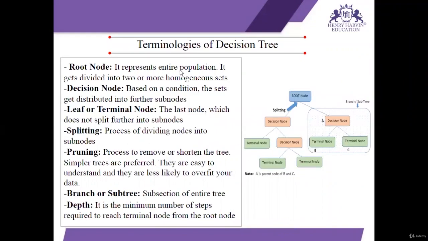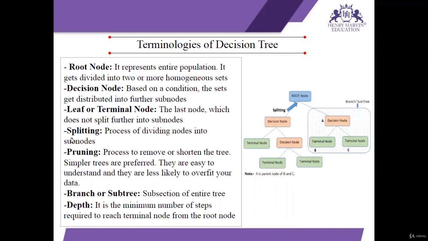So some of the terminologies of decision tree are root node. So root node, it represents the entire population. It gets divided into two or more homogeneous sets. Next is the decision nodes. So decision nodes, they are the conditions which help to divide the entire population into further subnodes. Then there is terminal node or leaf node. It is the last node which does not split any further into any other subnodes.